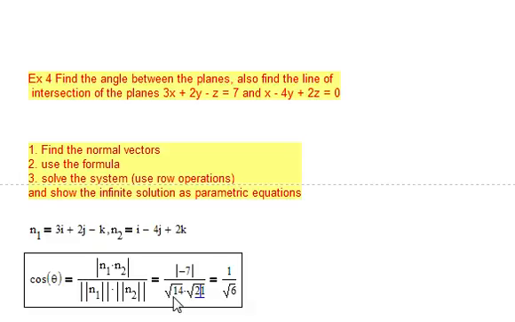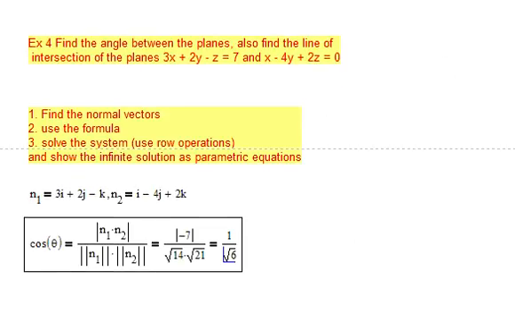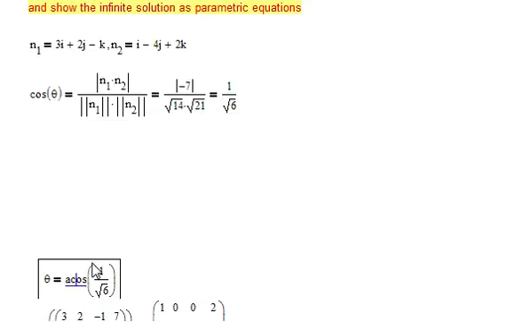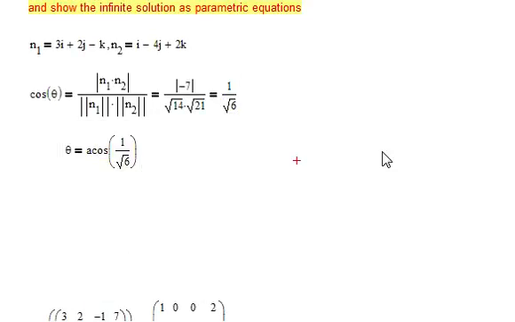You get 1 over square root of 2 times square root of 3, which is 1 over square root of 6. Okay, that's the cosine of the angle. Did we say find the angle? Yes, we said find the angle between them, so I guess it's now easy to say the angle between them is the angle whose cosine is 1 divided by the square root of 6, okay? So there, this is the angle between the planes.